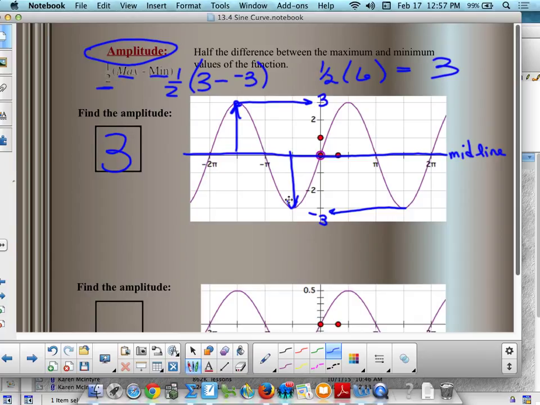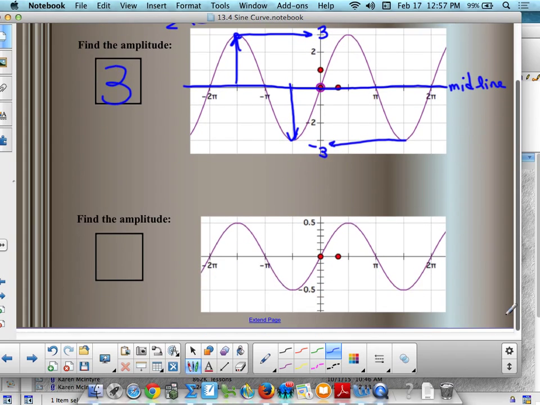It's always positive. Okay? So the next one is 0.5. Yeah, see, now it's so easy. Don't even use the formula. What's this one? 0.5. Because the midline is right here, and if you just go up and down, well, look here. You're only going up 0.5, right? Amplitude is pretty easy.